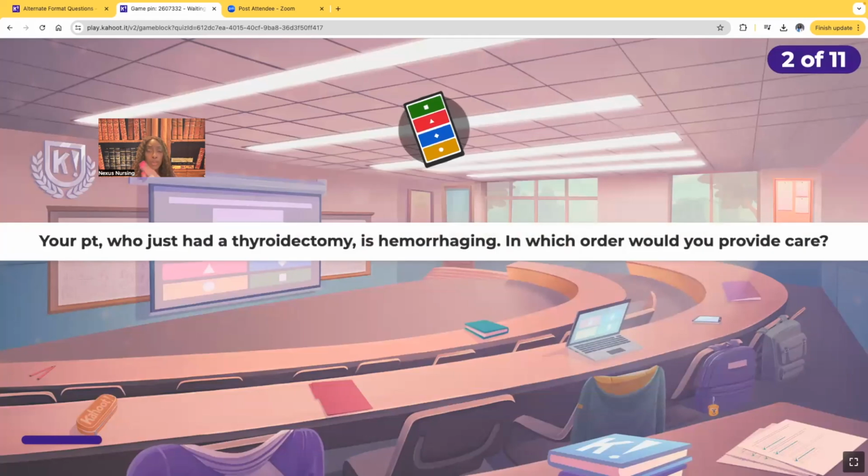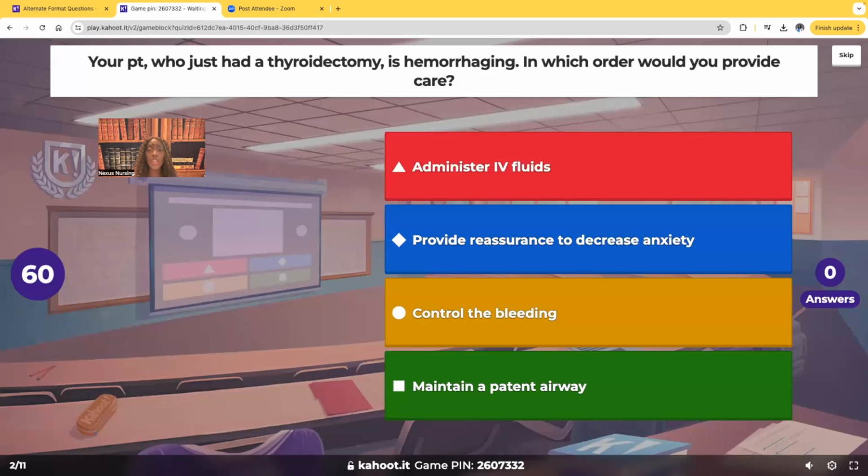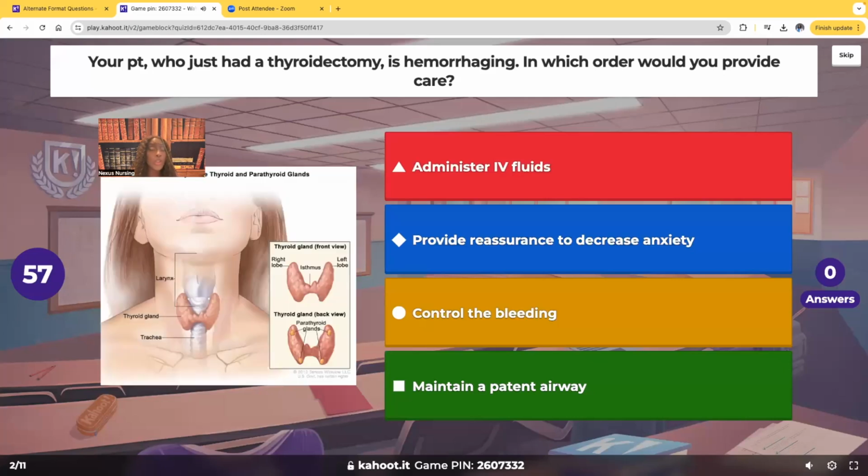All right, puzzle, put in order. Your patient who just had a thyroidectomy is bleeding out, hemorrhaging. In what order are you going to provide care to the patient? Here are your choices: administer IV fluids, provide reassurance to decrease their anxiety, control their bleeding, maintain a patent airway. You have to take your mouse and move your options to the correct order. The first option is going to be your priority, what you're going to do first, and your last option is what you're going to do last.